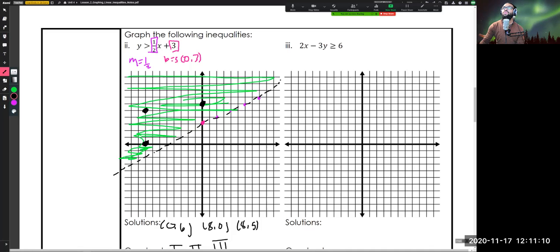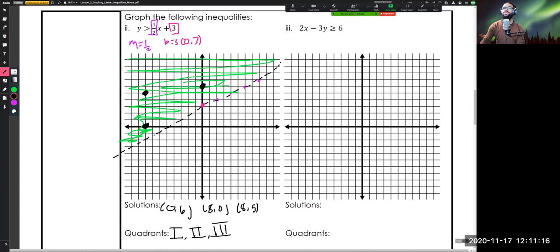All right. You all do 3 on your own. You have to make sure you put it in slope intercept form first. Okay. Do that and then continue with everything else.